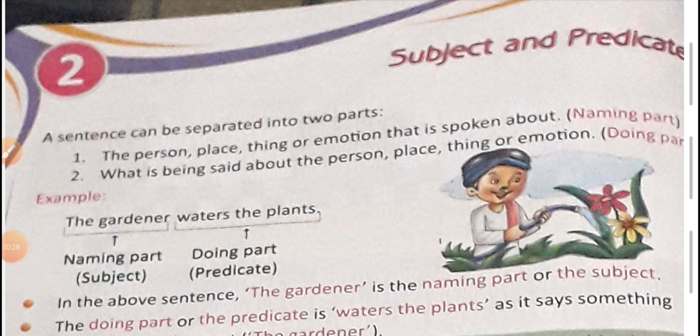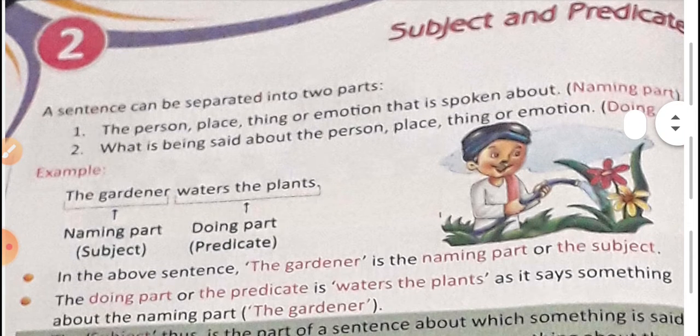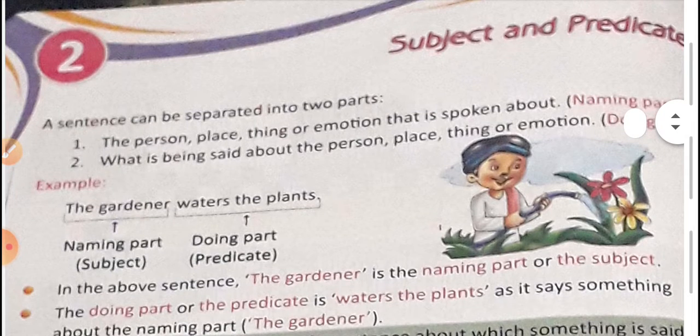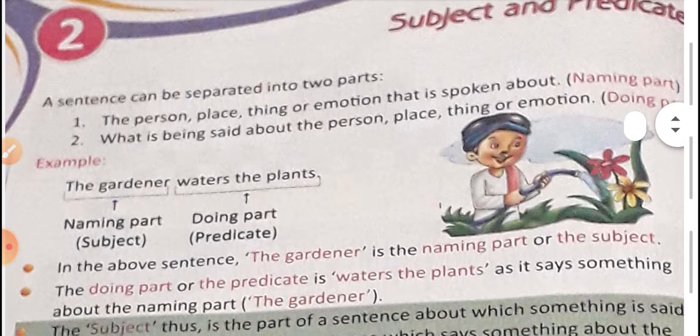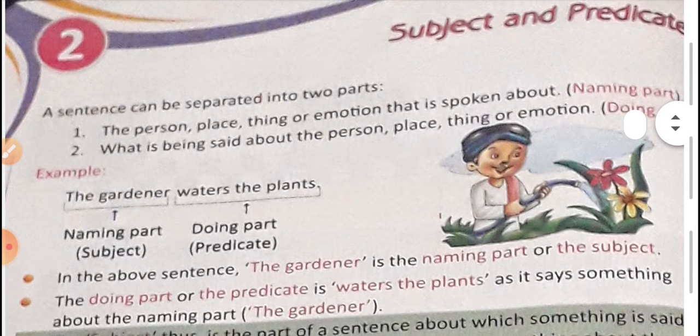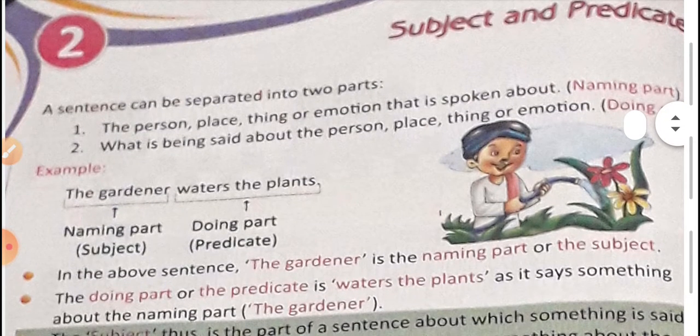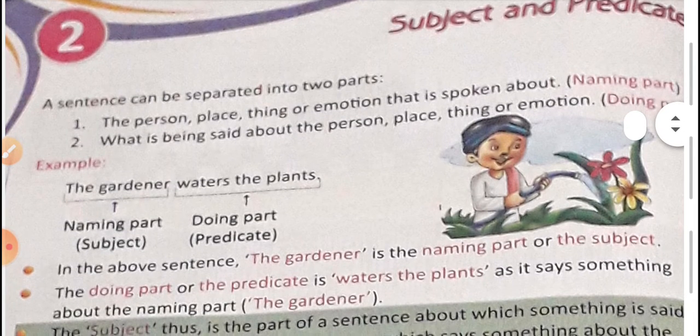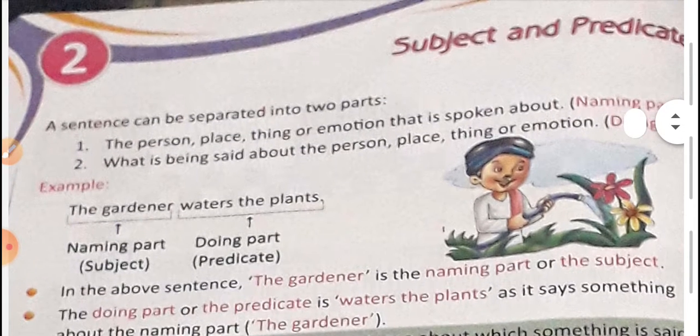So, in our first lesson, we learned about a sentence. What is a sentence? A sentence is a group of words that convey a complete sense. And we already learned about the types of sentences also. There are 4 types of sentences: first one, assertive sentence, interrogative sentence, exclamatory sentence, and last one, imperative sentence. So you know now about the sentences.